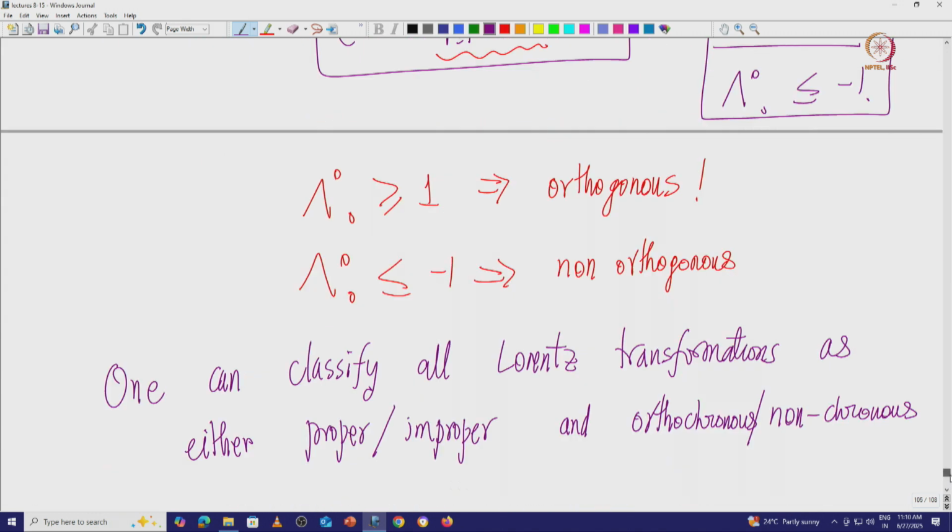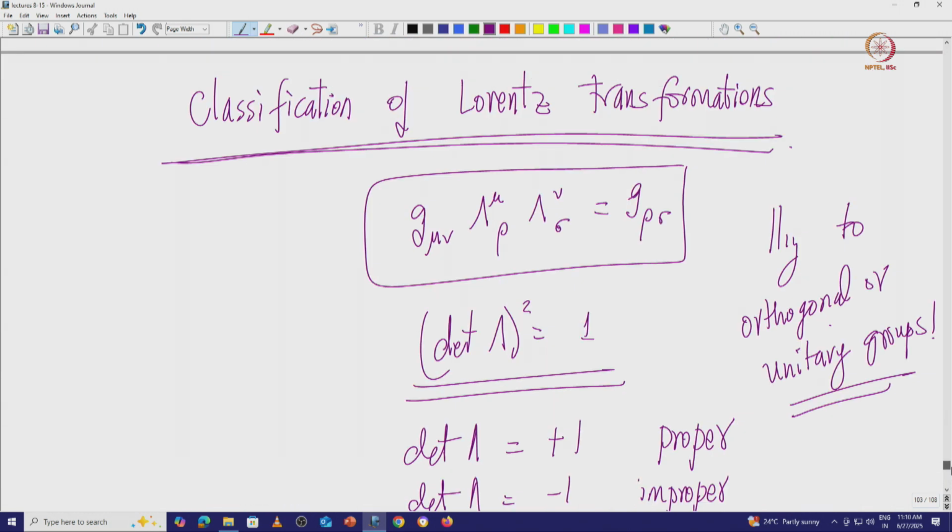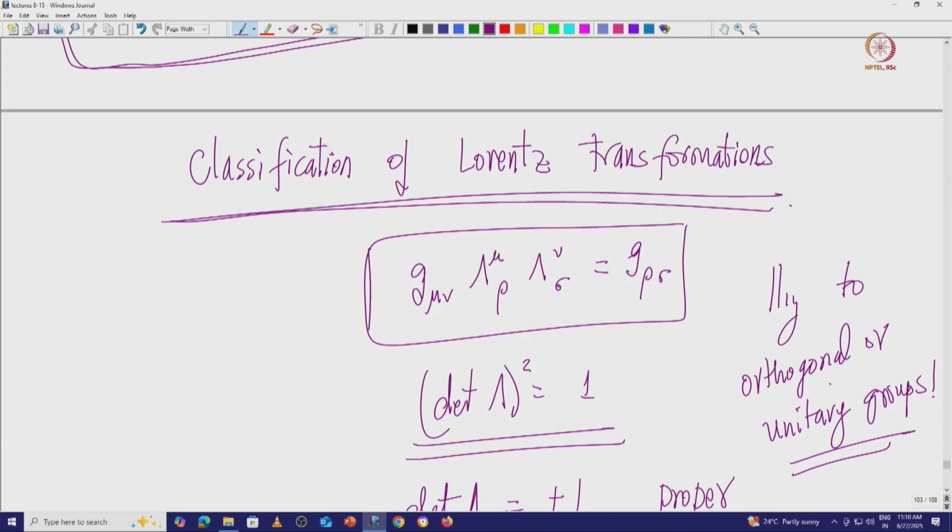So what we have realized is that the condition that the metric should always be invariant under Lorentz transformations also subclassifies all possible Lorentz transformations by choosing the determinant to be positive or negative. It is similar to what we have seen in orthogonal groups or unitary groups essentially.